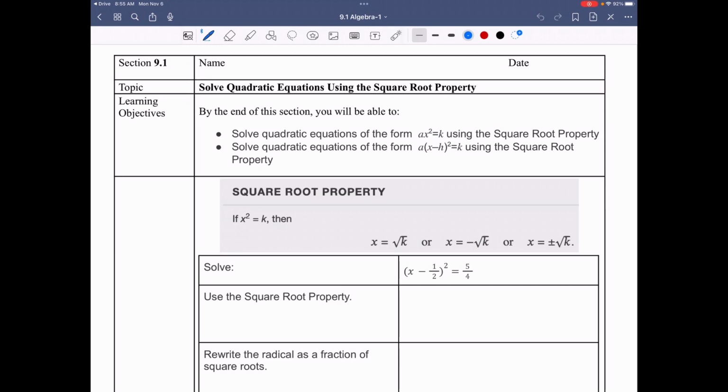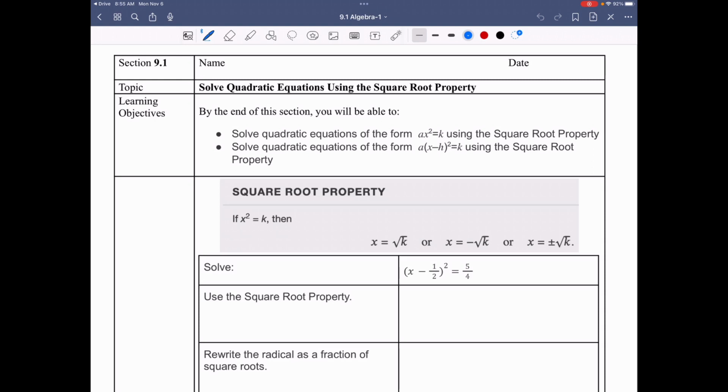Today we're starting a new chapter, and this is section 9.1, Solve Quadratic Equations Using the Square Root Property. By the end of this section, you will be able to solve quadratic equations of the form ax squared equals k using the square root property, and solve quadratic equations of the form a(x minus h) squared equals k using the square root property.